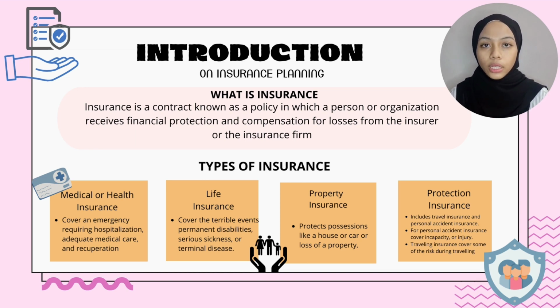And lastly is protection insurance. This category includes travel insurance and personal accident insurance. For personal accident insurance, individuals may be guaranteed that a payment will be paid out in the event of death, incapacity, or injury, while travel insurance will cover some of the risks like total and permanent disability, accident or illness requiring an inconvenience like delayed flights or misplaced luggage.